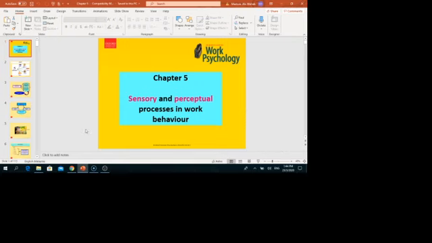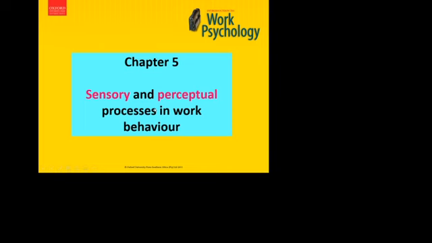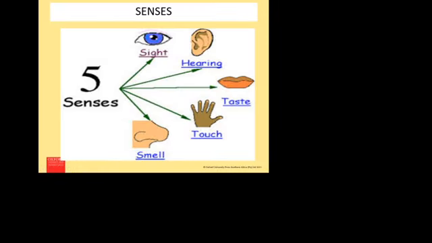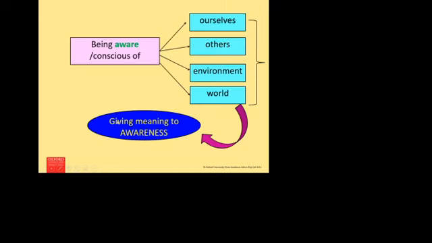I will continue with chapter 5, which is about sensory and perceptual processes in the workplace. Before we go further into the topics, we need to understand the five basic senses: sight, hearing, taste, touch, and smell. In order to understand sensation and perception, you have to know about the existence of the five senses.